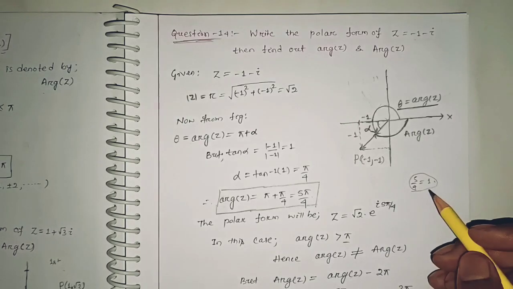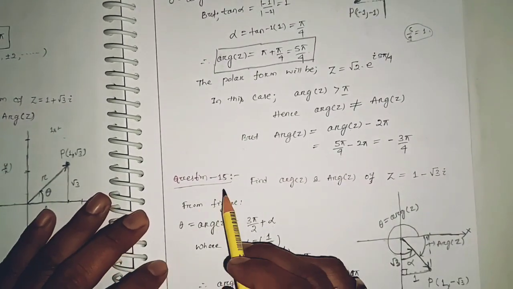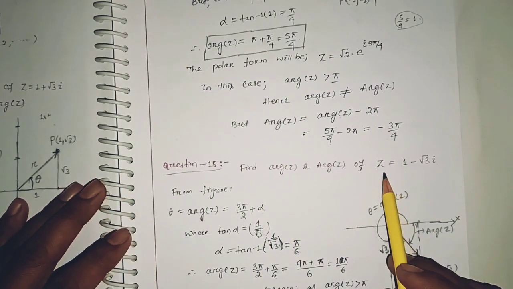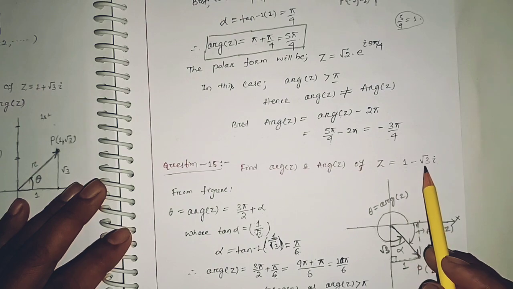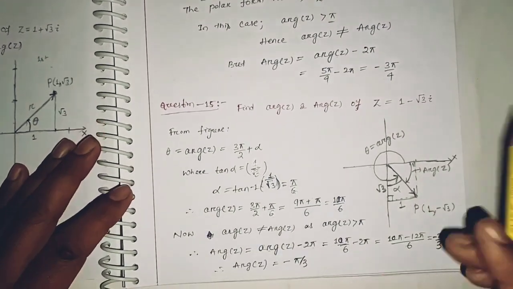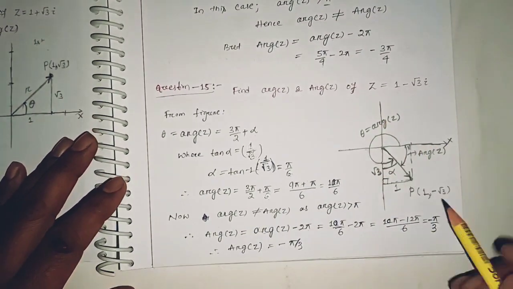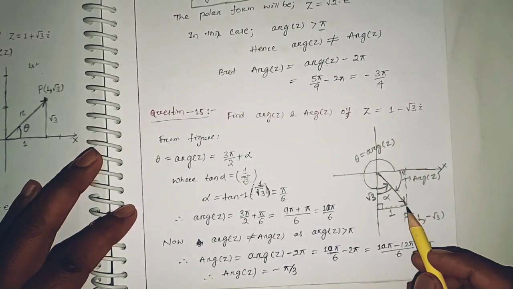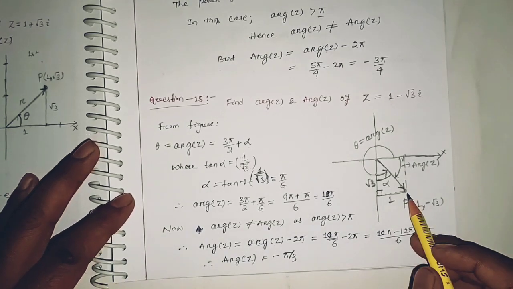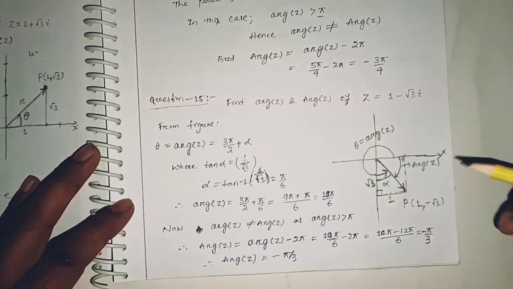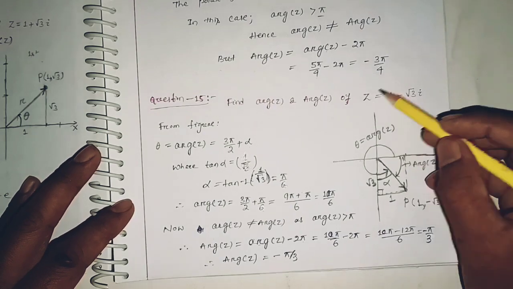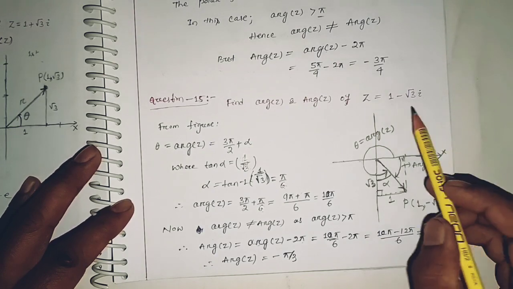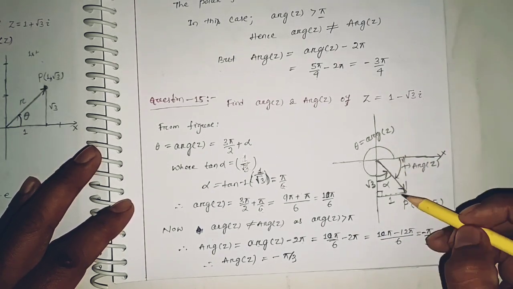Okay, now we are going to go for another question, number 15, that is: find the argument and principal argument of z equal to 1 minus root 3i. First we are going to locate this complex number. Here you can see the real part is positive and the imaginary part is negative. That means the point will be located in the fourth quadrant, that is this one. Vectorially, this will be the representation of the complex number 1 minus root 3i, this one, right?